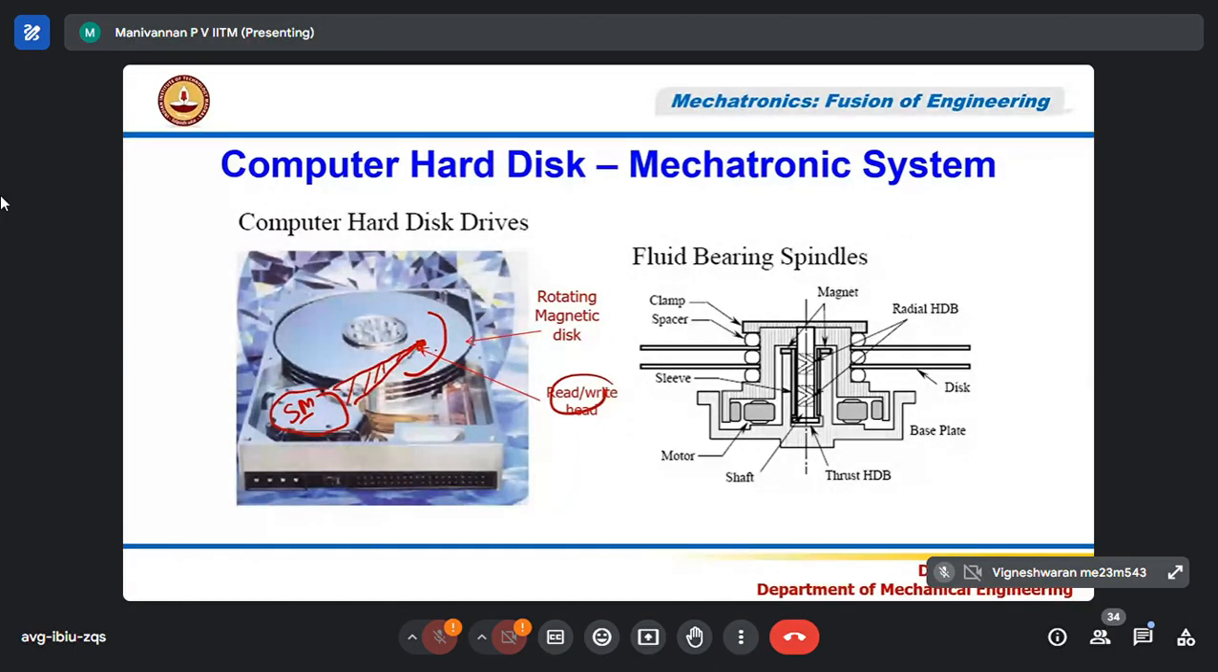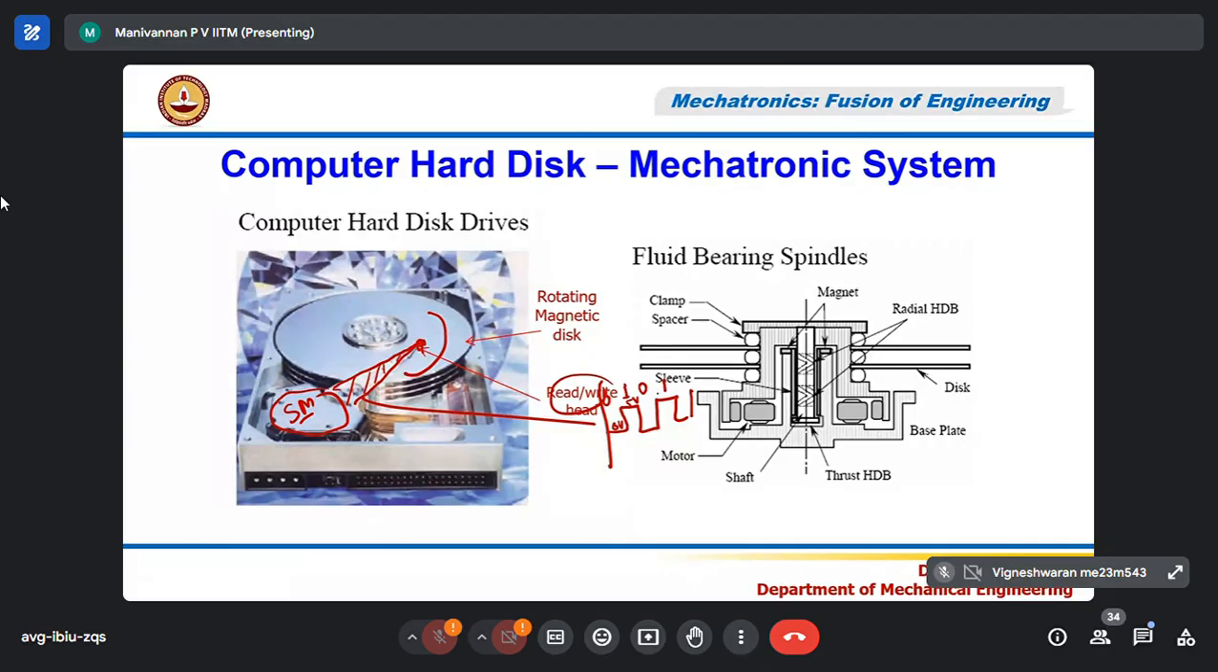Now whenever I want to store some information on the disk, pulses will be sent like this. If I want to store information, you know that data in the computer is stored as binary information, which means zeros and ones. For example, this is 0, this is 1. 0 is represented by 0 volts, 1 is represented by 5 volts. So voltages of 0 volt and 5 volt will be sent to the read-write head.